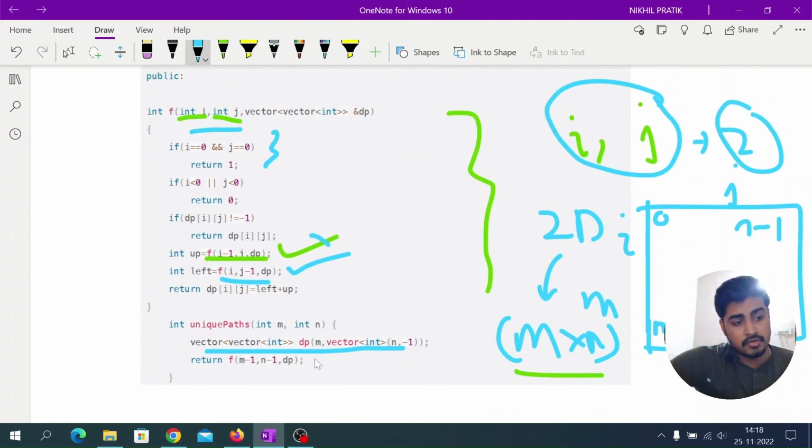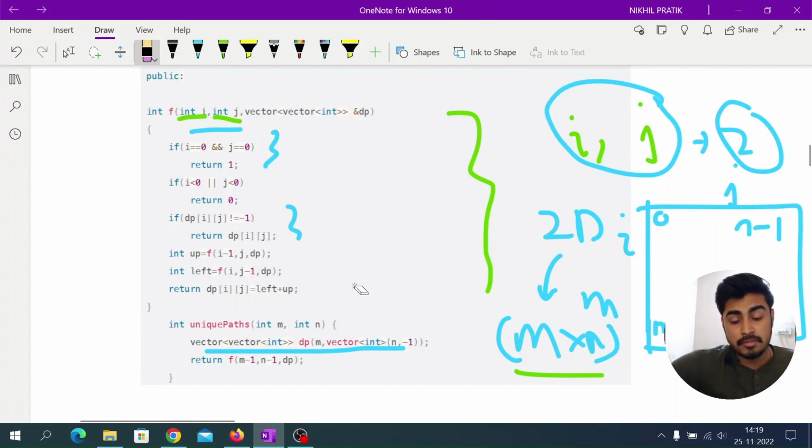Here we can see this dp array is initialized with the size m cross n with -1. We have discussed why it is -1. Now you can see it is checking if dp of i of j is not equal to -1. I have already told you that if it is not equal to -1, that means that recursive function has already been calculated and solved. So we need not solve it again and again. Whatever value is stored here, you can just directly return it.